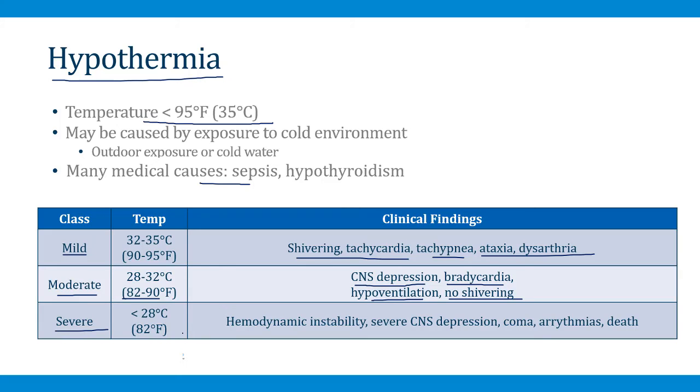And then finally, severe hypothermia is below 82 degrees Fahrenheit. When this happens, the hemodynamic systems of the body become unstable. Patients can develop fluctuations of blood pressure and pulse. They can have severe CNS depression. Coma, arrhythmias, and death can also occur.